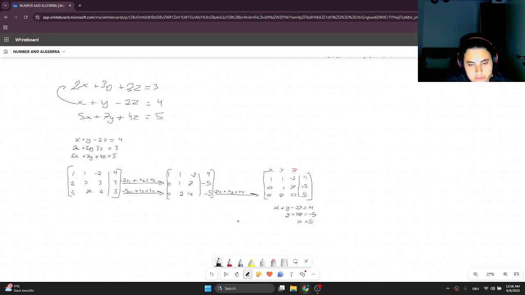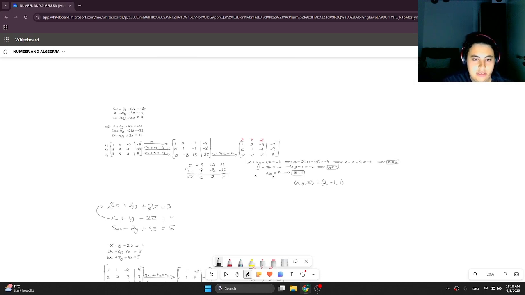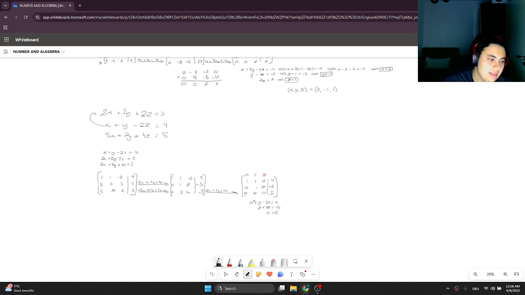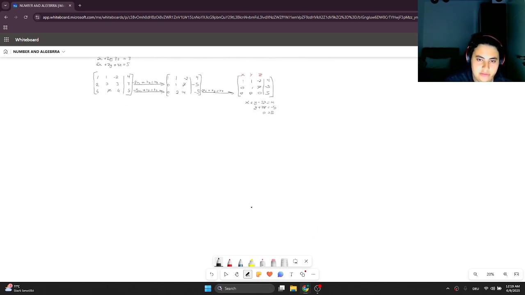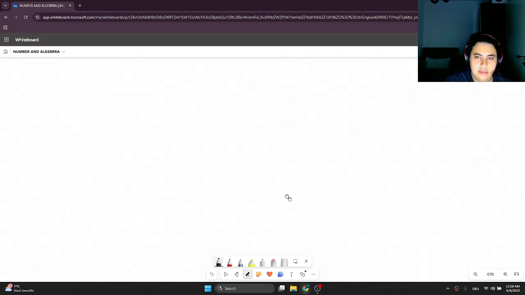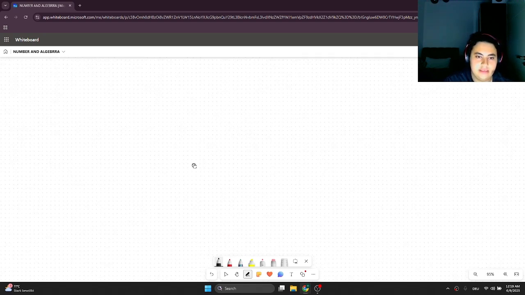No solution. So the first one was a unique solution. We got three perfect x, y, z's, three values for x, y, and z. In this case, we did not get a solution because the last row was 0 is equal to 5, and that's impossible. So now we know that there's one left over, and that is the infinitely many solutions, right? Let's look into how that looks and break down the question and see.